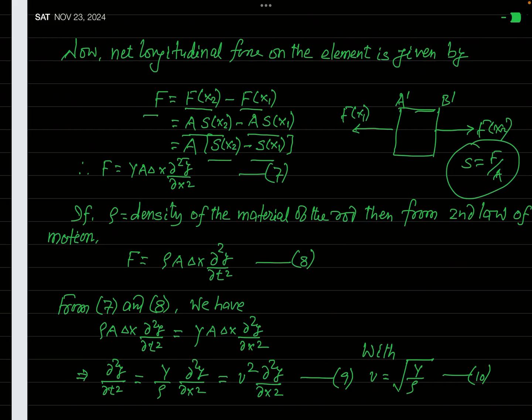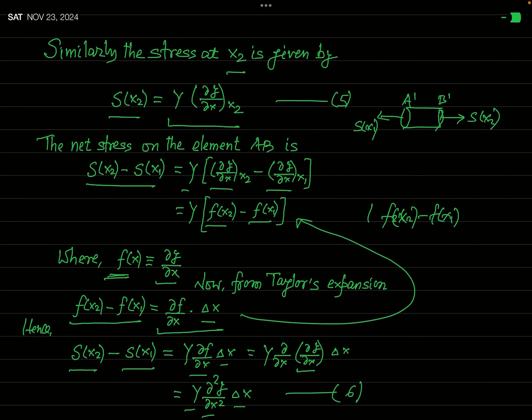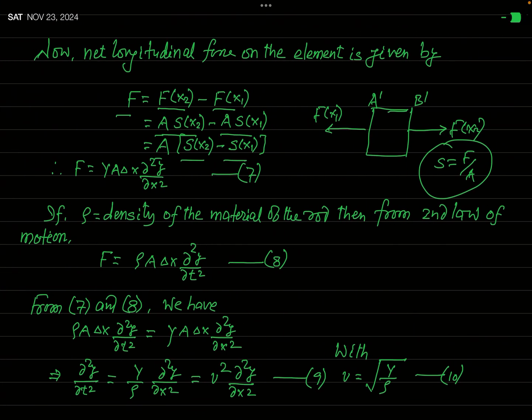But we have already calculated in equation 6 the value of S at x2 minus S at x1. So let us put this value here, and after putting this, you get F equal to this much. This is the net longitudinal force acting on the element, the vibrating element. So in this way, using the idea of Young's modulus of elasticity, we have calculated the net force acting on the element AB.